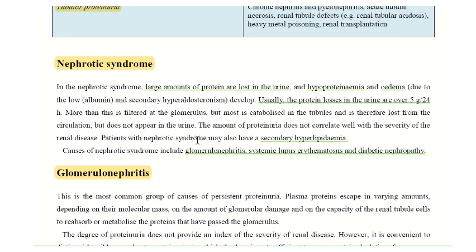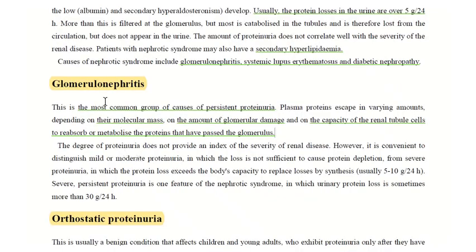Patients with nephrotic syndrome may also have a secondary hyperlipidemia. Causes of nephrotic syndrome include glomerulonephritis, systemic lupus erythematosus, and diabetic nephropathy. بالنسبة لموضوع glomerulonephritis, this is the most common group of causes of persistent proteinuria.